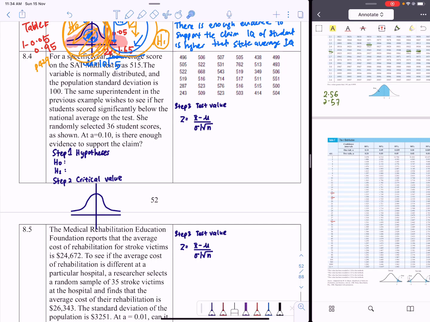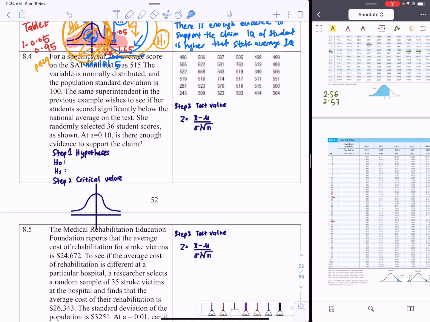For a specific year, the average score on the SAT math test was 515. The variable is normally distributed. Population standard deviation is 100. The same superintendent in the previous example wishes to see if her students' scores are significantly below the national average on the test. She randomly selected 36 student scores as shown. Alpha 0.01. Is there enough evidence to support the claim?